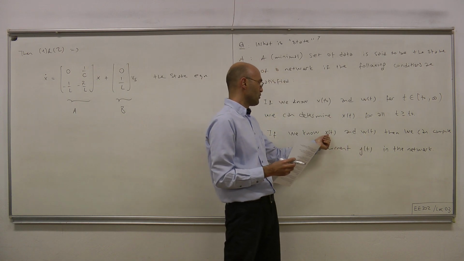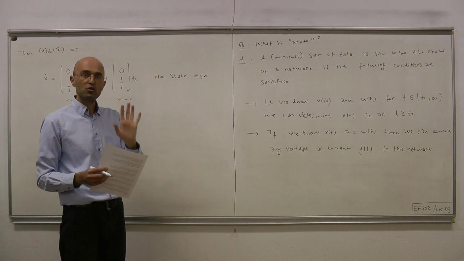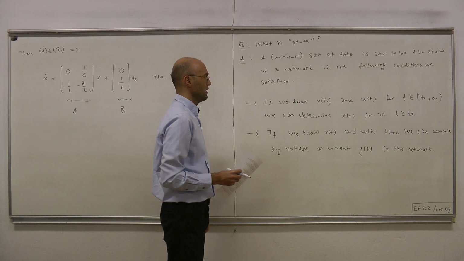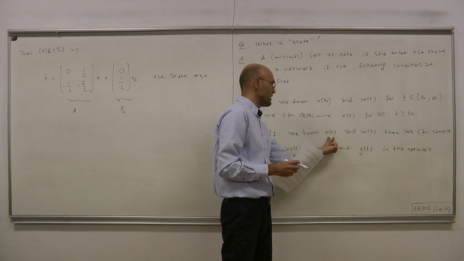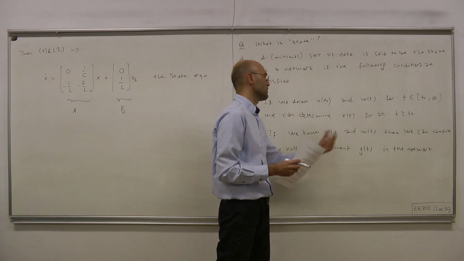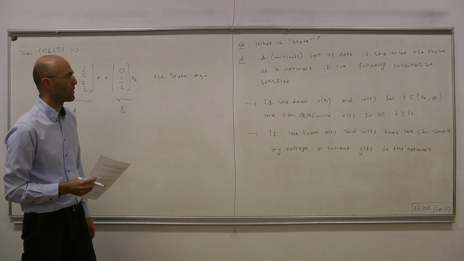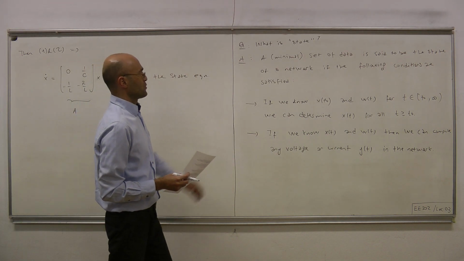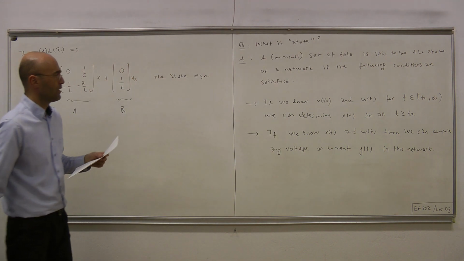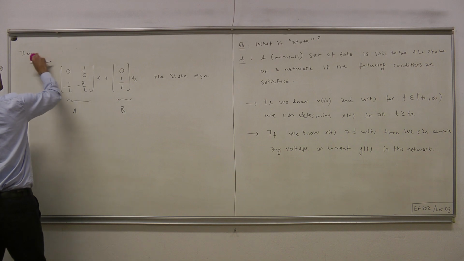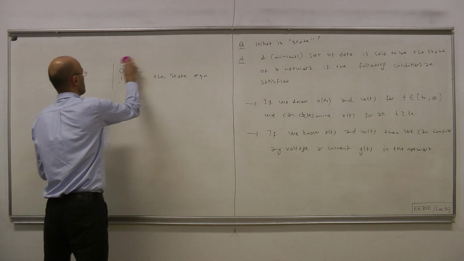Therefore, if you know x and w, you should be able to automatically figure out y without solving any differential equation. You solve the differential equation to obtain x of t, but once x of t is known, plus the input is known, then everything should be automatically known. So that has to do with the definition of state. Now, here is a remark regarding the non-uniqueness of the state.